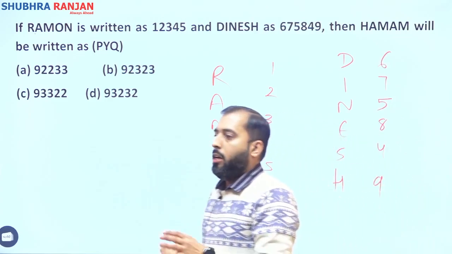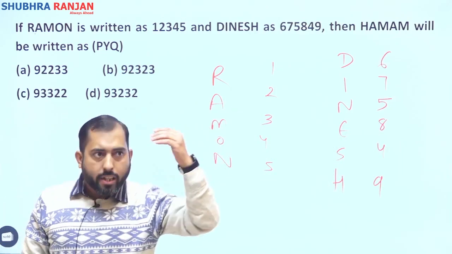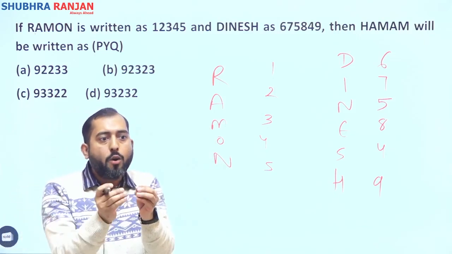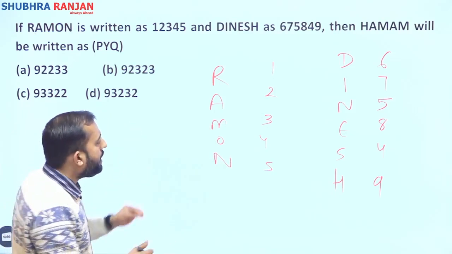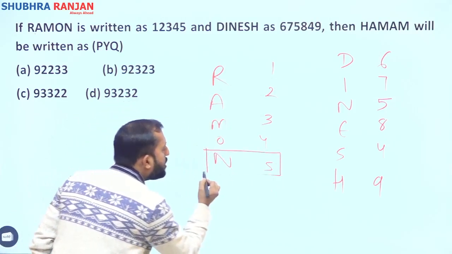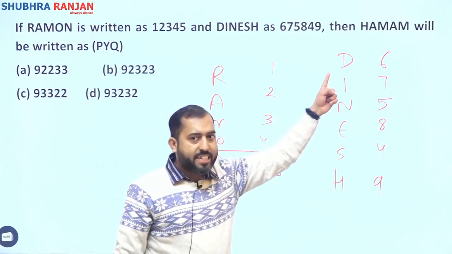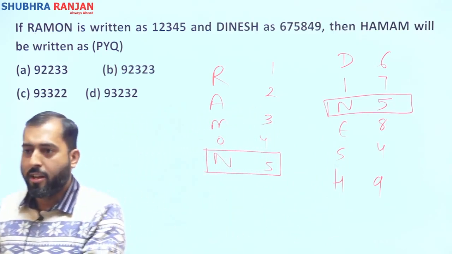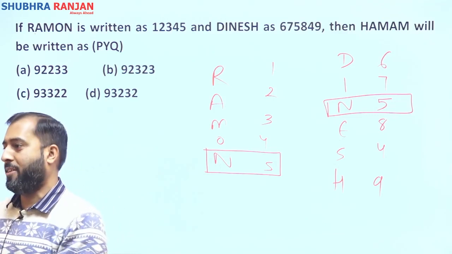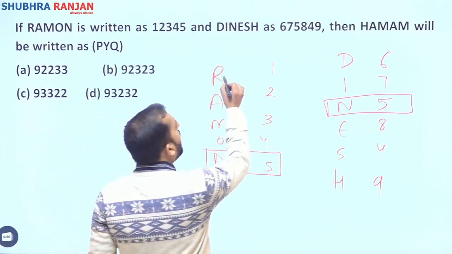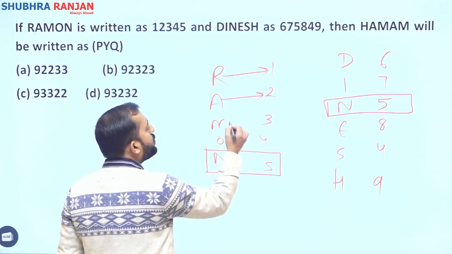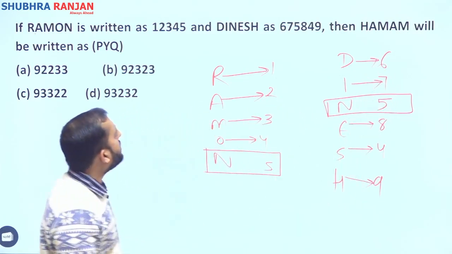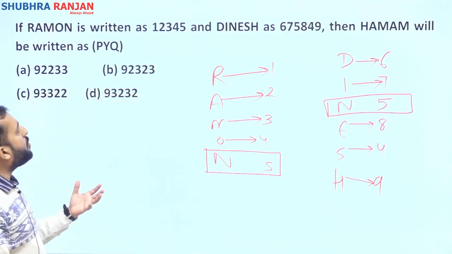Okay. So once this question has justified the given condition, it is not important that this question belongs to type 2. No. After that, you have to find out that link. So you can see in this N has been replaced with 5. And if you pay attention to second case also, again over here N is replaced with 5. Now we are 100% sure. This question belongs to second type, which is direct replacement. Am I clear? Now I can directly replace. R can be replaced with 1, A can be replaced with 2, M with 3, O with 4, D with 6. And if you apply the same pattern to Hamam, your answer is going to be option B.